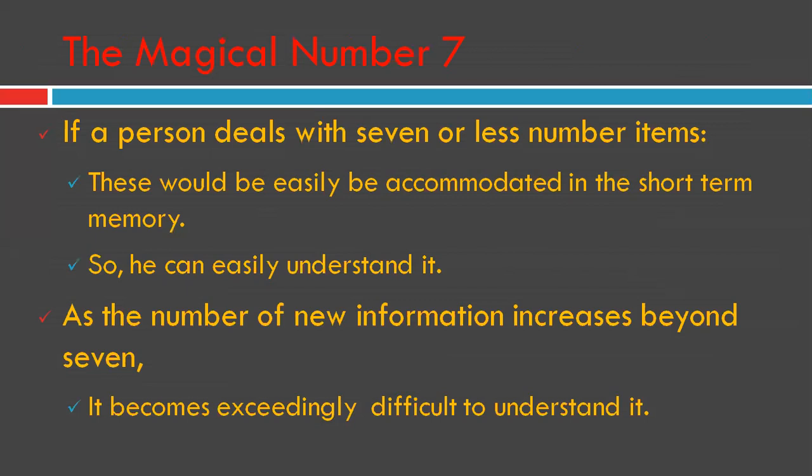So we can remember up to 7 items. If more than 7 items, sometimes maybe 7, 8, 9. But normally, on average, the human brain can remember 7 items. That's why this 7 is called a magical number.